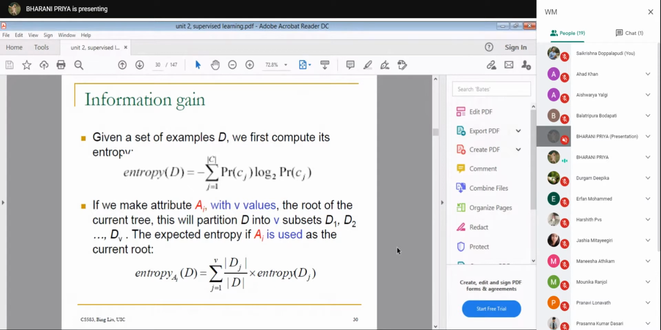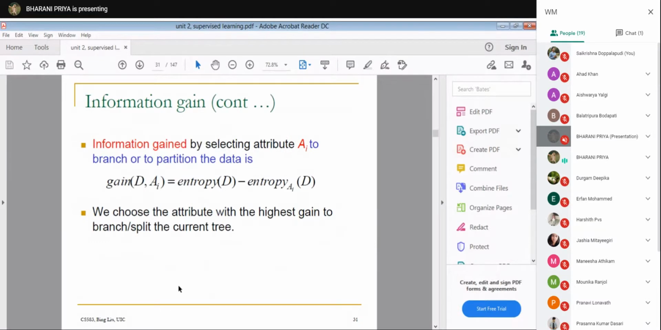The entropy value is for estimating your impurities, whereas information gain is to decide your attribute that has to be branched. So you are calculating the entropy value for the entire data set, and you are calculating the entropy value for the single attribute. Then information gain is calculated as entropy of the entire data minus the entropy value of the single attribute. Is the definition clear?